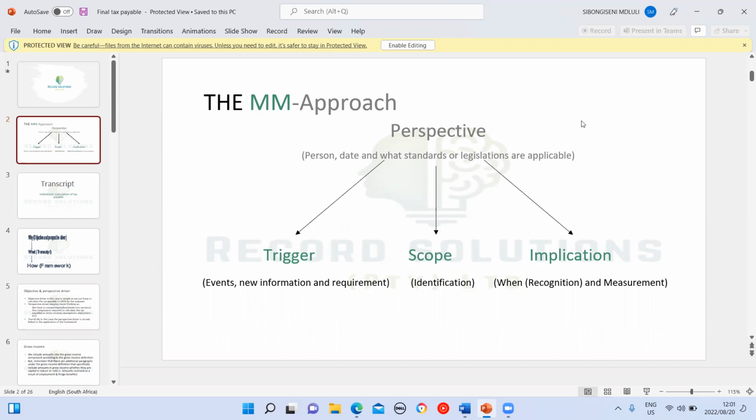Then you know that since you have the perspective, guys, please mute your mics.